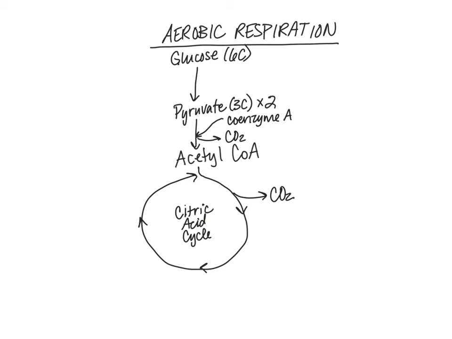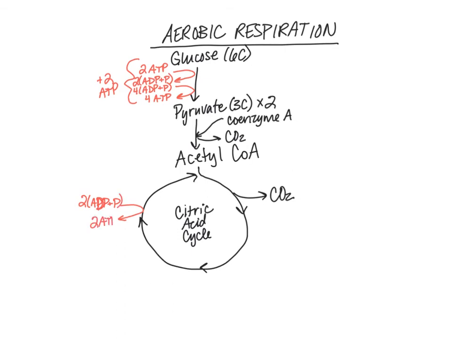Now remember that during these processes, we're also making some ATP. So during glycolysis, we actually have to put 2 ATP into the chemical reaction to get it started. And those 2 ATP get broken down into 2 ADP plus P. But we also make 4 ATP. So we have 4 of the ADP plus phosphate going in, and we end up with 4 ATP coming out. So altogether, we end up with plus 2 ATP during glycolysis. Now, during the oxidation of pyruvate, we do not make any ATP, but we do make some during the citric acid cycle. So we end up with 2 ADP plus phosphate going into the citric acid cycle, and we produce 2 ATP coming out.